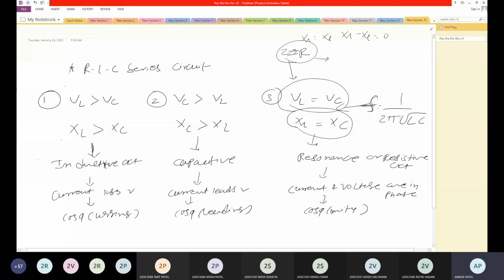So what happened to the current? Z is minimum. So what happened to the current during resonance? Current is maximum. This is minimum, this is maximum. So this you have to remember. During resonance condition, your impedance becomes minimum, whereas current becomes maximum.